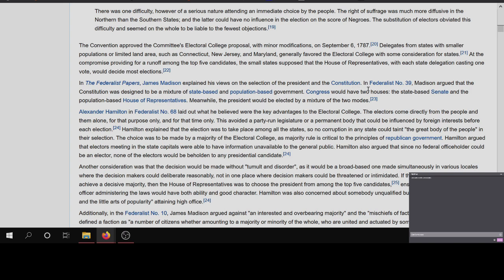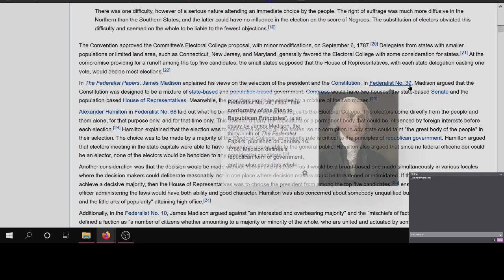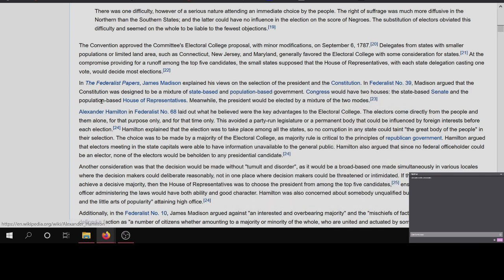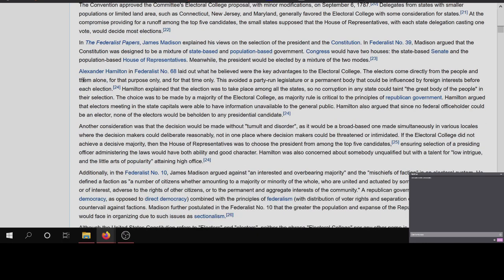So let's go with here. In Federalist number 39, Madison argued that the Constitution was designed with a mixture of state-based and population-based government. So this is referring to voters and how they view it. This to be basis to looking at everything with a popular vote and then a state-based or electoral. But I digress.